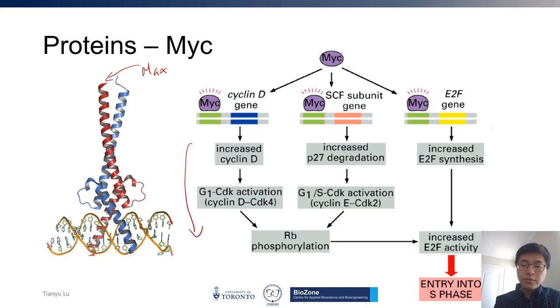Now, all of these will lead to entry into S phase, which is DNA replication. So as you can imagine, if you have abundant MYC in your cells, if you have too much MYC, then you will have uncontrolled cell proliferation that leads to cancer. So inhibiting unregulated MYC is a very attractive target for cancer therapy, actually.